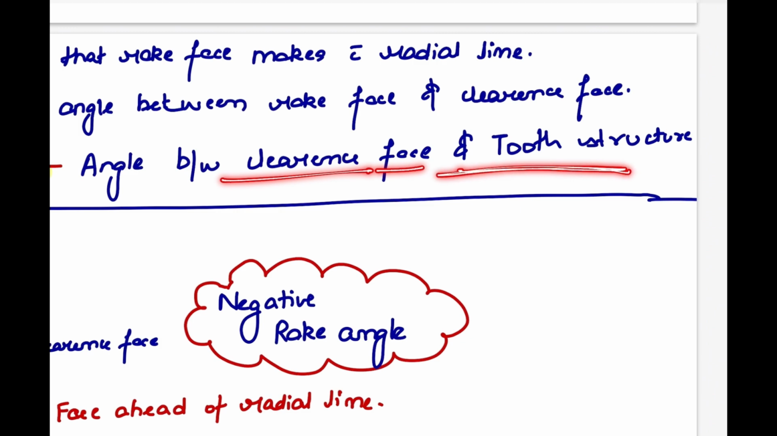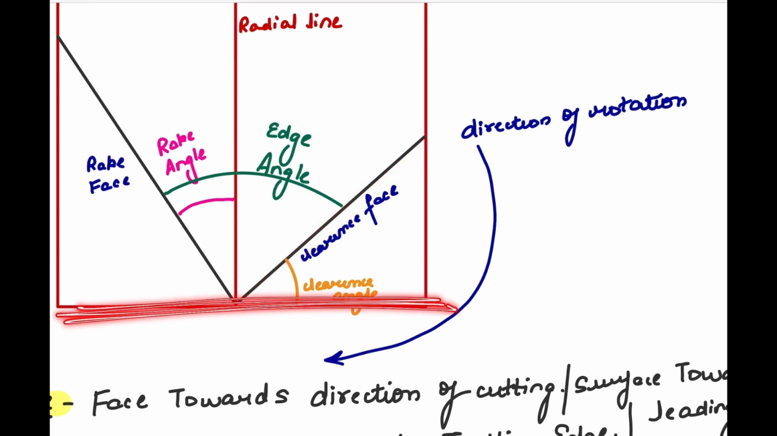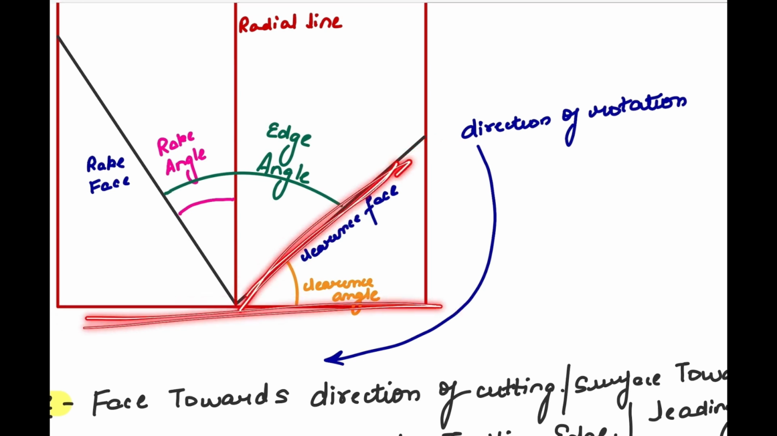The angle formed between the tooth structure and the clearance face, this is the clearance face, this is the tooth structure that is being cut. The angle formed between these, this is the clearance angle.